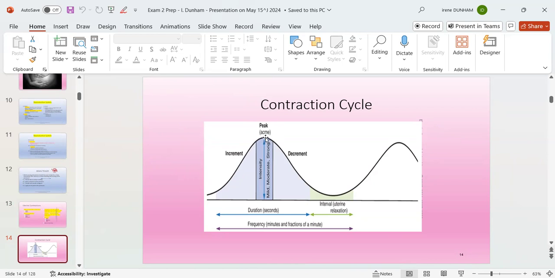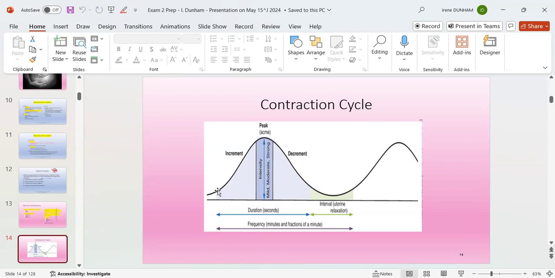Then as the contraction lets up a little bit, it goes down, or decreases, which is called a decrement. Now we go down, and then we get down to this area right here, which is kind of a resting zone. It's called the uterine resting interval. This is where she thinks, thank goodness I can breathe again. And then she gets ready for the next one.